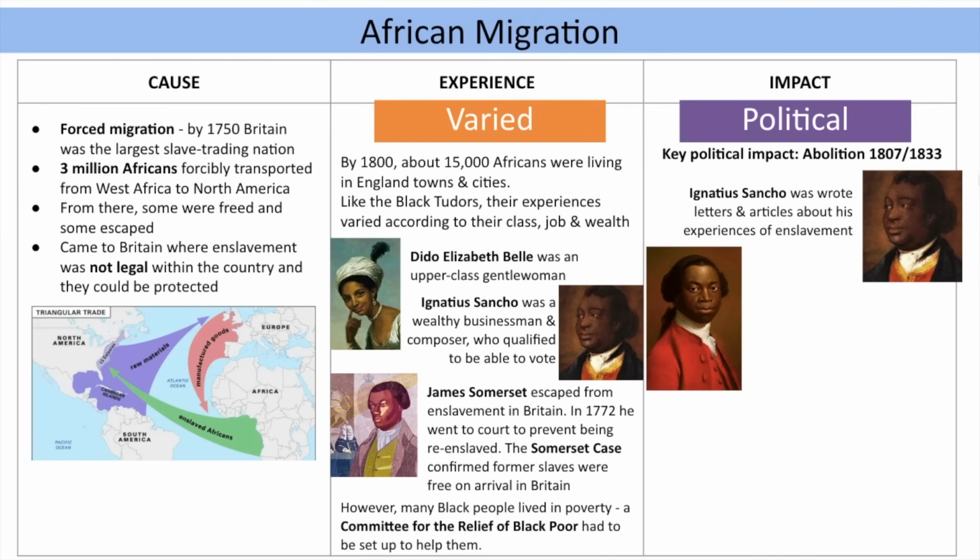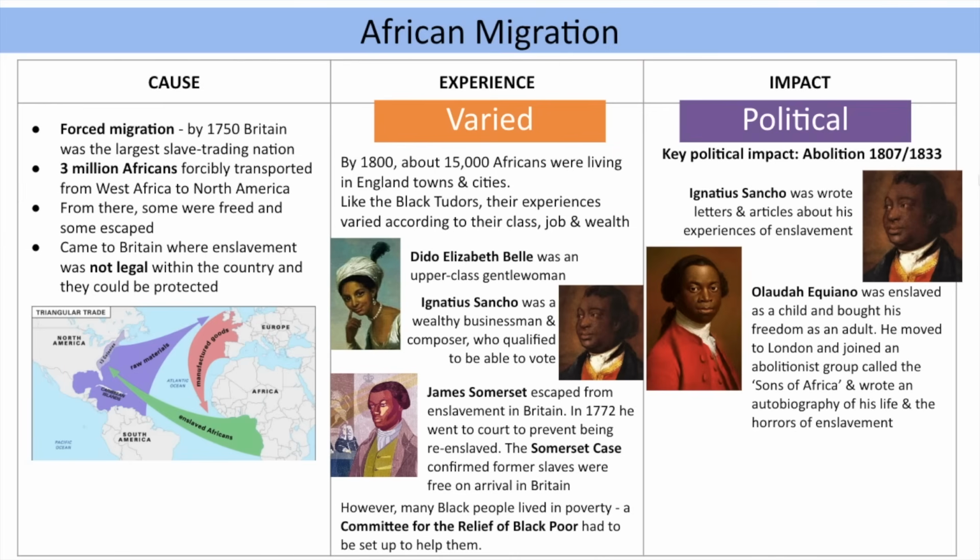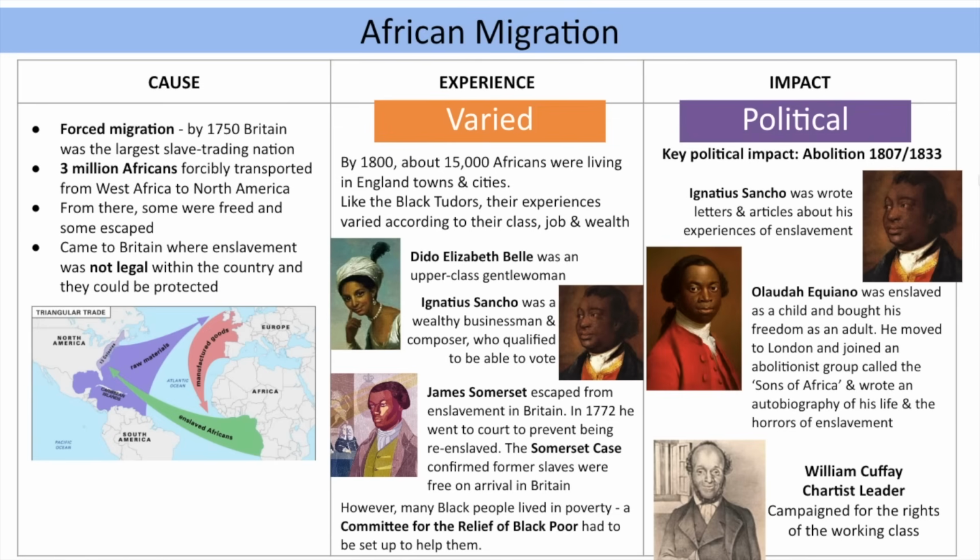Sancho, who we've already mentioned, wrote letters and articles about his experiences of enslavement. Equiano, who had been, like Sancho, enslaved as a child and gained freedom as an adult, joined an abolitionist group called the Sons of Africa. He wrote an autobiography of his life story and the horrors of enslavement that he's experienced as a child and younger man. And in both those cases, their accounts of slavery really revealed to people the horrors of the situation and turned them against slavery and really encouraged the push for abolition.